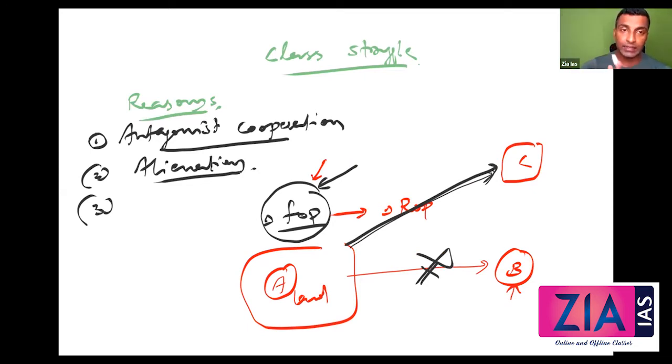So these are the three reasons. First, antagonist cooperation. Second, alienation. Third, there is a change in FOP, which has to happen, right? That is a quantitative change. Any time it will happen, today, tomorrow, day after tomorrow. This is like evolutionary development. Because of change in FOP, there will be change in ROP. So existing relation and the new relation will come into a conflict. So these are the three important reasons for class struggle that you need to write in your answer.